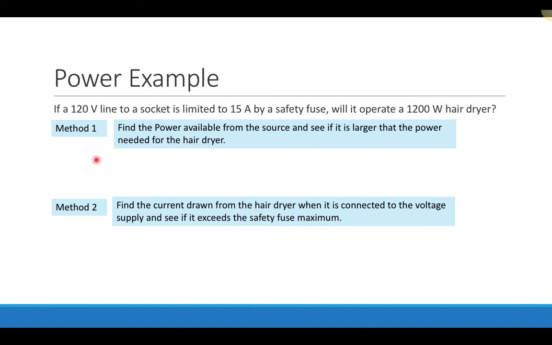So there's two different methods that we could approach this question. We could find the power that's available from the source and see if it's larger than the power that's needed for the hairdryer. That's method one. So in method one, we want to find the power that's available from the actual 120 volt line when it's connected to that safety fuse of 15 amps. So that's the maximum current. So I would take the current of 15 amps, multiply by 120 volts, and I get 1,800 watts. So that line, that socket, can actually take up to 1,800 watts, so that 1,200 watt hairdryer would be fine to connect to it.